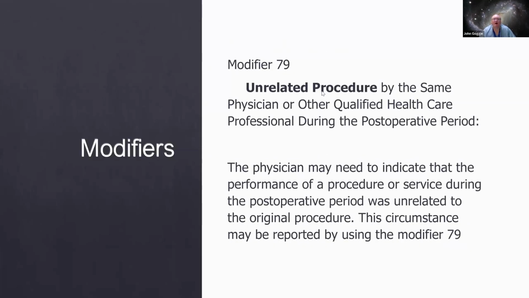So modifier 79 is an unrelated procedure by the same physician or other health care professional in the post-op period. So this would be a situation where, say, for instance, you did a simple 10-day procedure, like an incision and drainage of an abscess, and on post-op day 2, the patient came in and was complaining of plantar fasciitis. We'll use that again, I guess. And you decide to give them a cortisone injection. You would put a 79 on your cortisone injection, saying that it wasn't related to the paronychia.